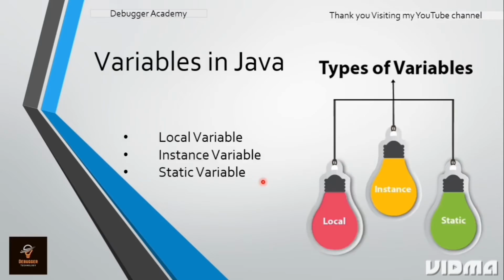Now what are the types of variables in Java? We find three types of variable in Java. First, the local variable, second is the instance variable, and third is the static variable. We'll see the differences between the local variable, instance variable, and static variable. I'll also explain with the help of an example in the practical video.